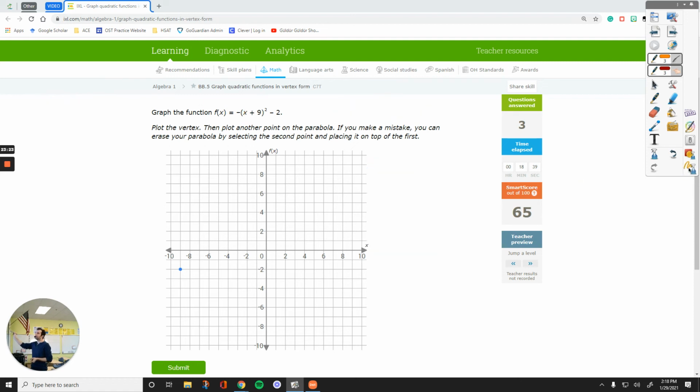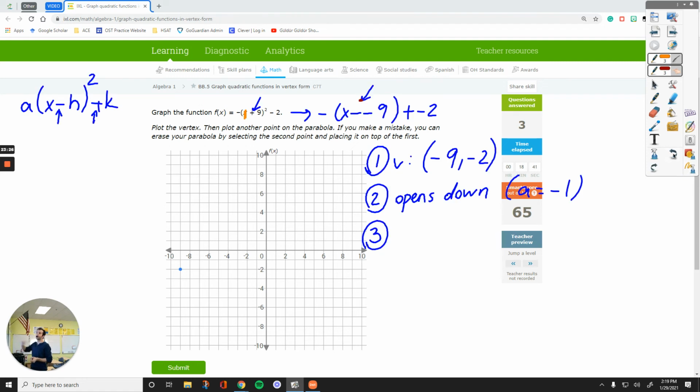So what number would make that parentheses equal to 1? That number is negative 8. Negative 8 plus 9 is 1. So that's the number that I want to plug in. If x equals negative 8, you could plug in negative 7, negative 6. Those would be on the graph as well. Negative 5 would not be on the graph though.